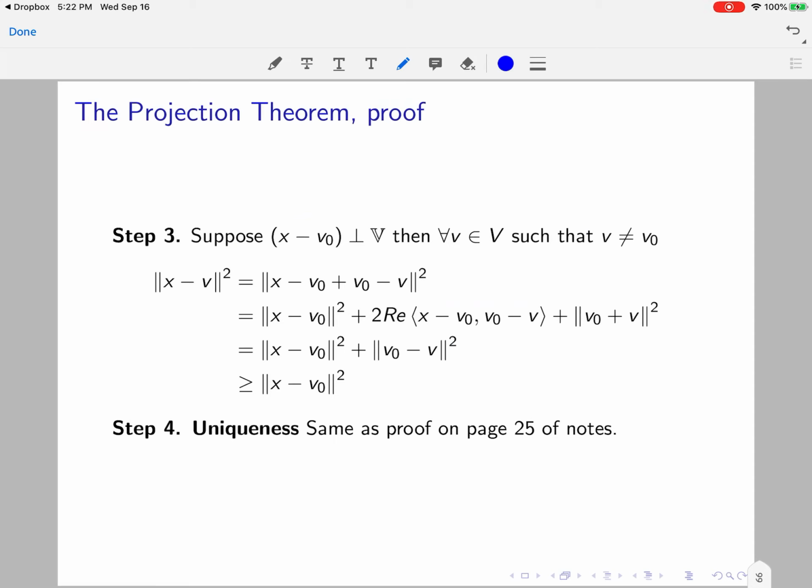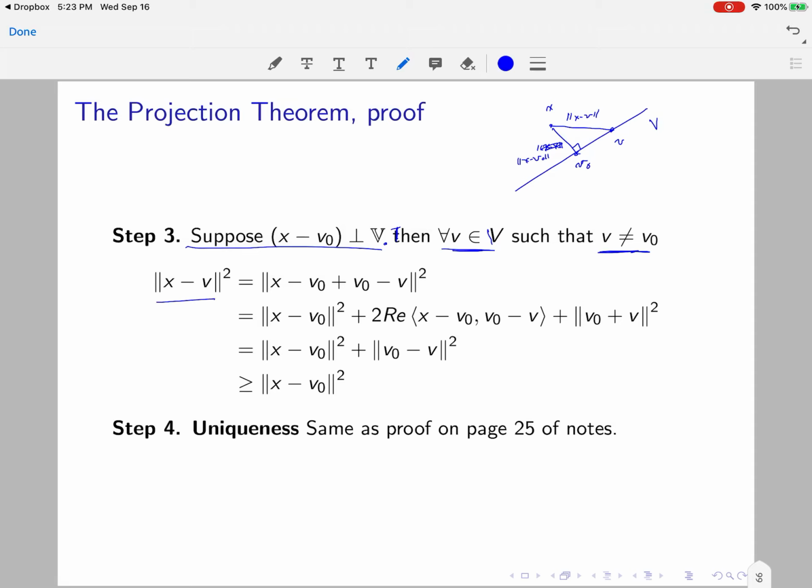All right. Now we're going to suppose that x minus v naught is perpendicular to v for every little v in capital V. Okay, so suppose that this is true, period. Then for every little v in capital V, in other words, we have V, we have x, we've got v naught, and it's perpendicular. So now let's pick another v that is not equal to v naught, okay? And let's look at this norm. What we want to do is show that the norm of x minus v is in fact bigger than the norm of x minus v naught.